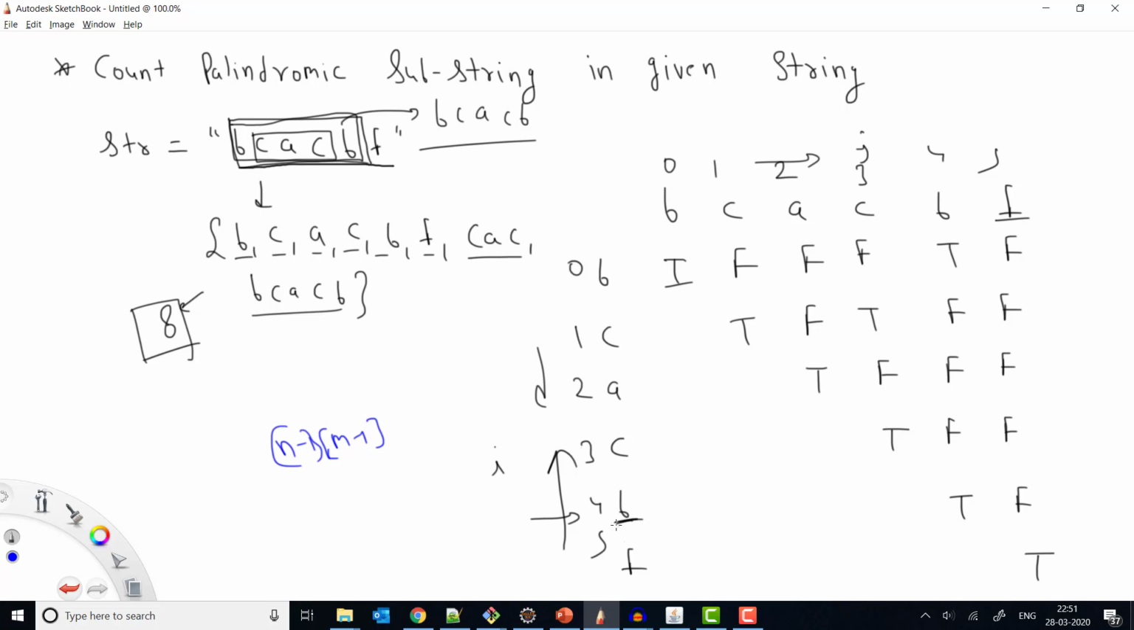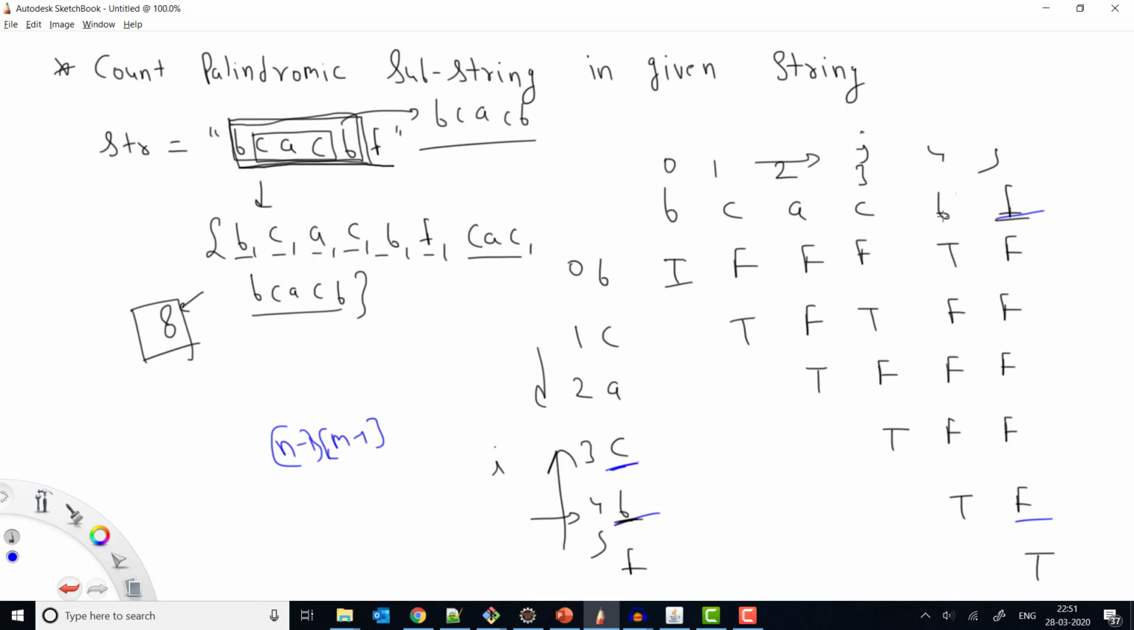So first of all check this one, B and F. Are they equal? No, so we fill false. Now we'll check this row. Now C and B, because our j will always start from i plus 1, so my i is 3, so my j will be at 4.